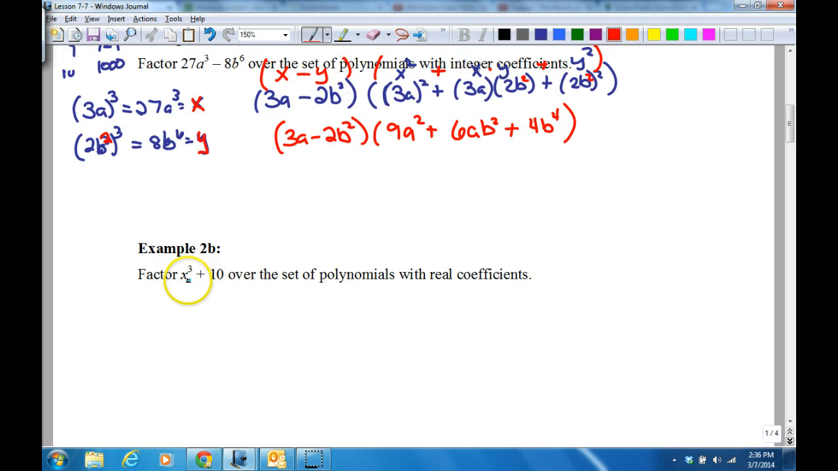Okay, so we're going to do this one. We're going to use the formula of x plus y and then x squared minus xy plus y squared for this one. Okay? So in this case, my x value is just x. Right? What's the third root of x to the 3rd?